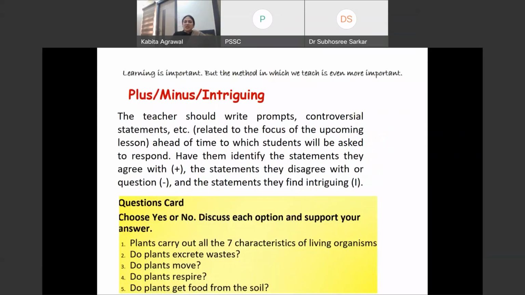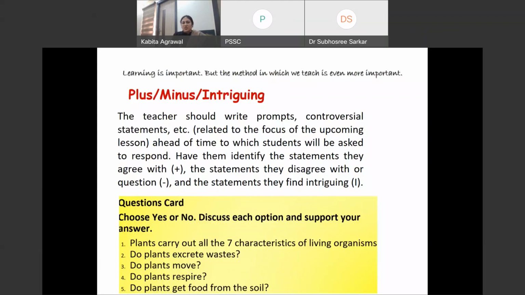Plus, minus, or interesting: something which the child feels they agree with, some statements where they feel they don't agree, that is disagree, and some statements they may find very interesting, or debatable, or they look forward to, what if. Open-ended statements. So you can make them write in these 3 brackets, and I feel that is going to create a lot of interest for them to look forward to the final learning.